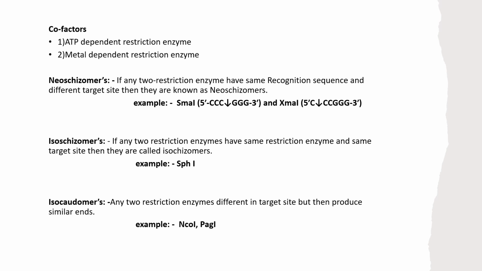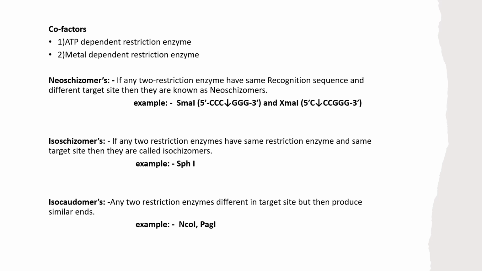First, we'll discuss neoschizomers. If any two restriction enzymes have the same recognition site and different cut site, then we call them neoschizomers. For example, SmaI and XmaI.